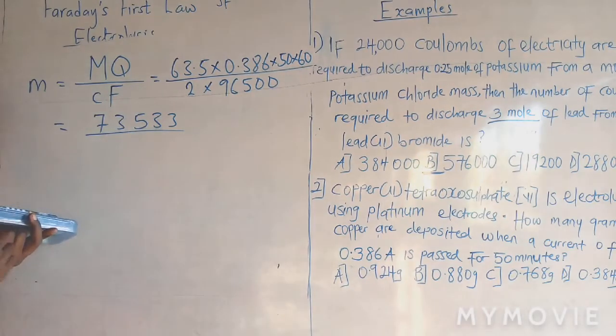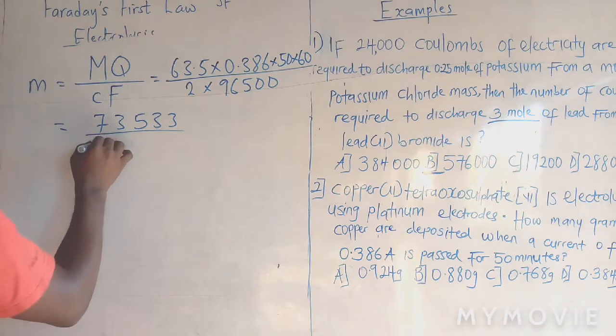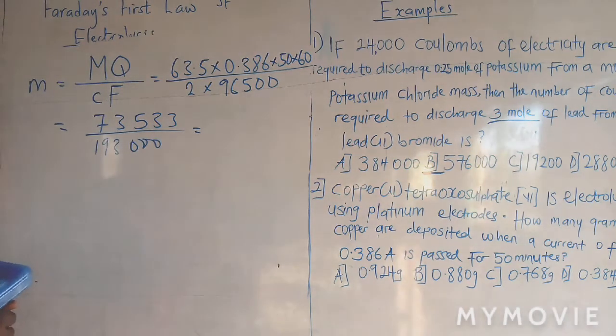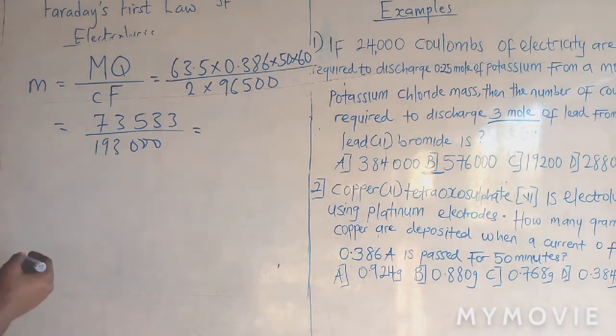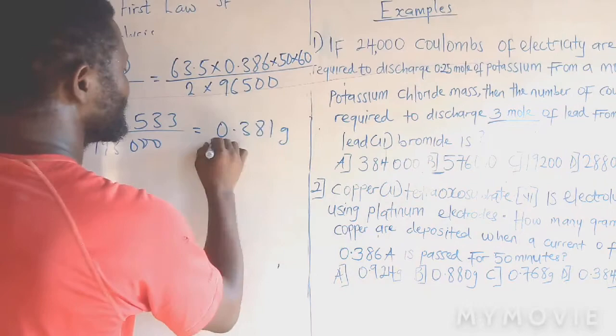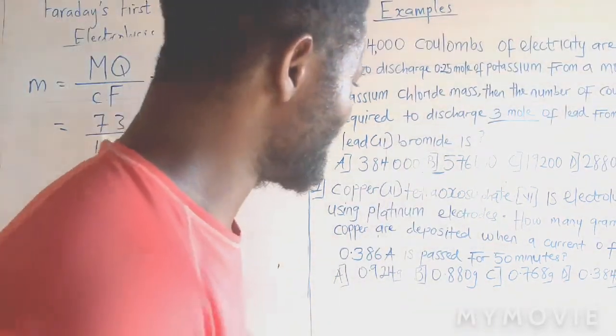Alright. So what is 2 times 96,500? That will give me 193,000. By dividing this, what do I have? I will have 73,533 divided by 193,000, and that is 0.381. So I have 0.381 gram. So the correct option is D.